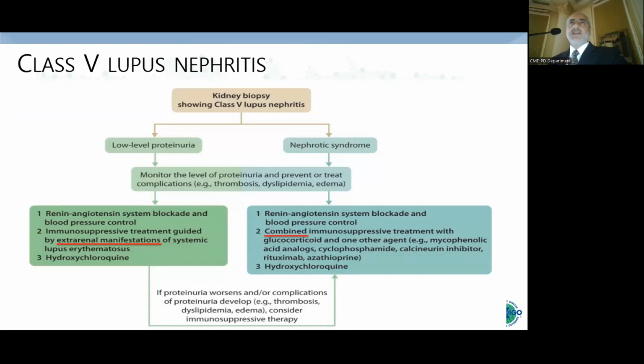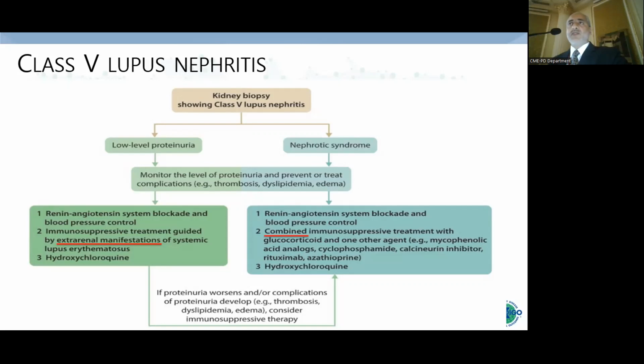If the degree of proteinuria is less than nephrotic range or less than 1 gram per day, patients should be monitored closely with tight control of blood pressure, implementing RAS blockade, and immunosuppressive medication is only indicated if the patient has extrarenal symptoms necessitating use of immunosuppression. This is in addition to use of hydroxychloroquine.